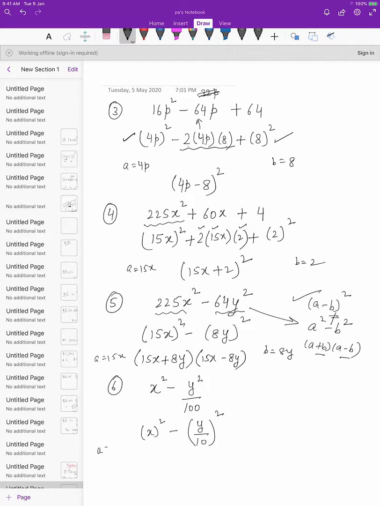So what is your a in this case? X, b is y upon 10. So when I apply the identity a plus b into a minus b, I will get a which is x in this case, plus b which is y upon 10. Second bracket is a minus b. So a is x minus b is y upon 10. So this is the factorized form of the given expression.